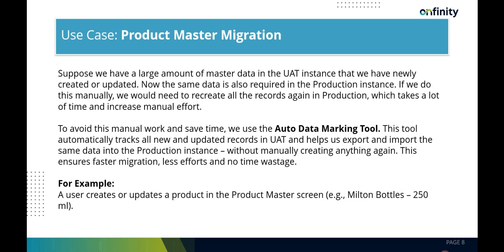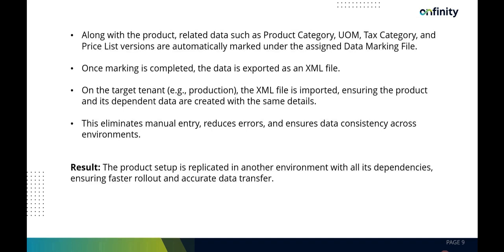If we try to recreate everything manually, we risk missing dependencies, entering incorrect values, and repeating a lot of effort. Auto data marking avoids this problem entirely. The moment the product and its related data are created in UAT, the system automatically records them inside the active data marking file. Later, we simply export the data record package from UAT and import it into production, to ensure the entire setup is recreated accurately.